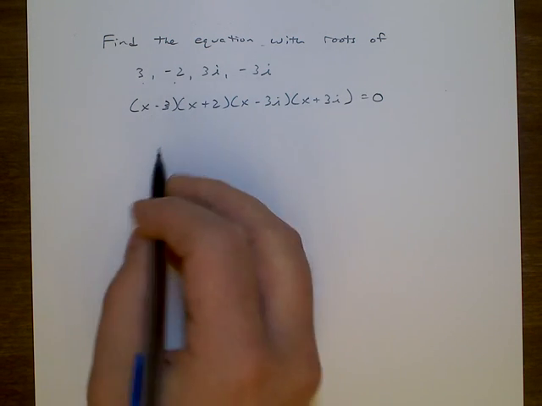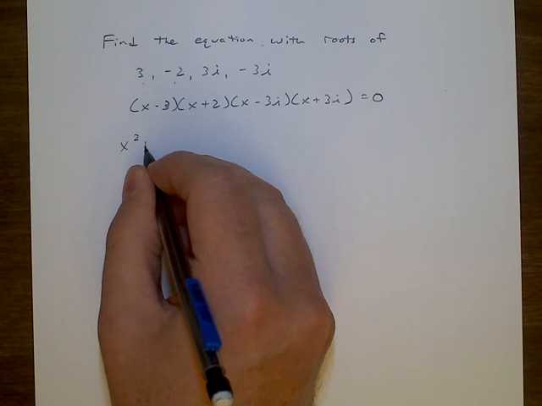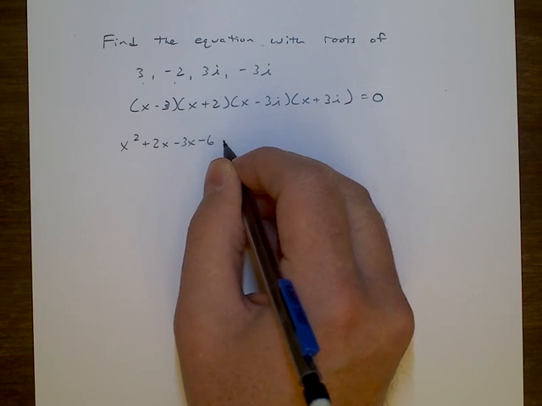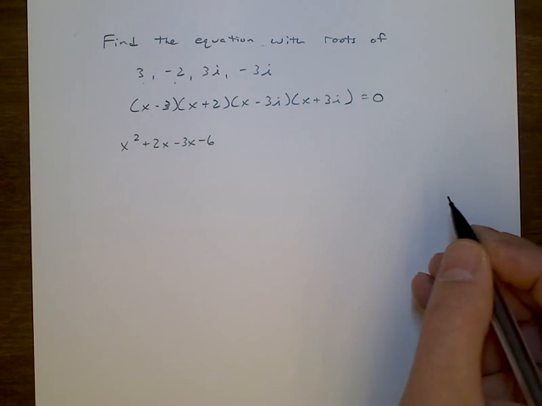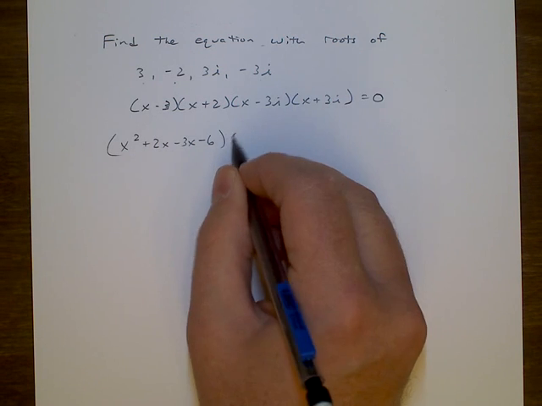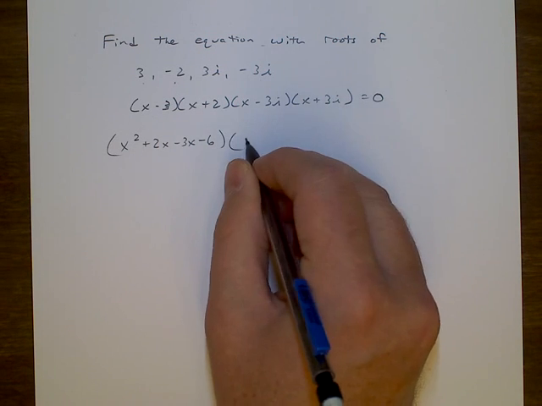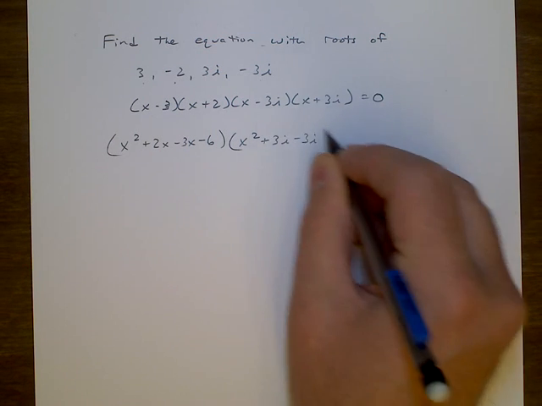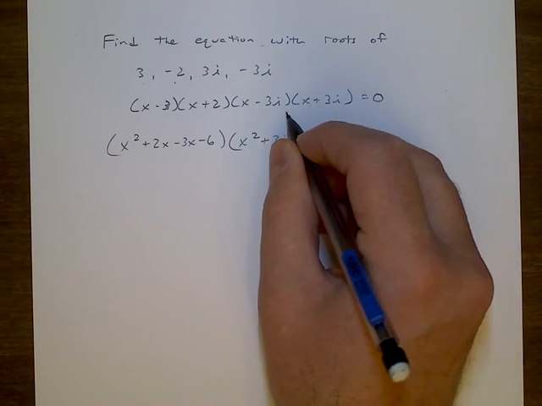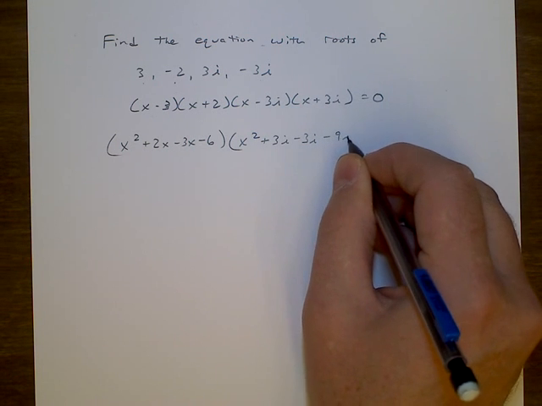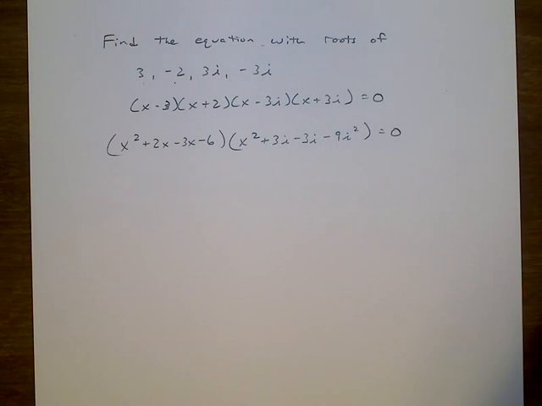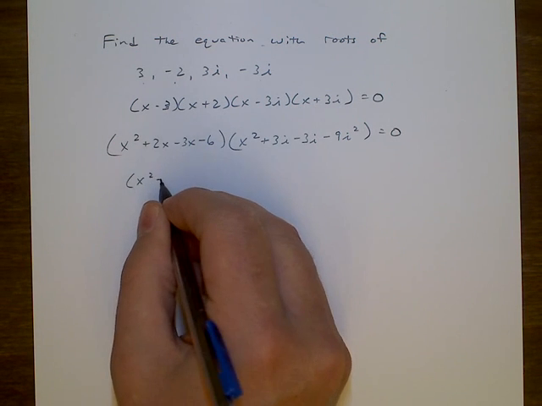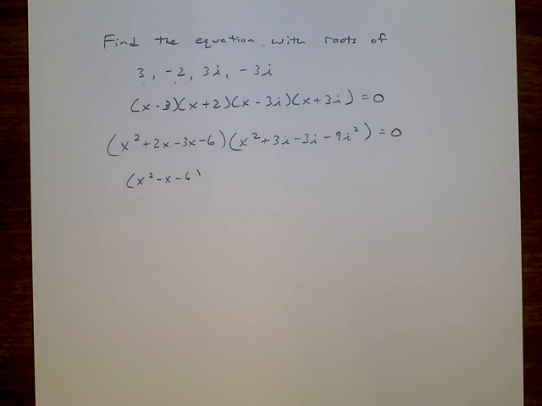So I'm going to take the first two and FOIL it out. We get x squared, the outer is plus 2x, the inner is minus 3x, and the last two multiplied together is negative 6. Then I will FOIL these two out, and we get x squared, the outer is plus 3i, the inner is negative 3i, that's nice, they're going to cancel, and now we have negative 9i squared. So I'm going to clean those up by combining my terms. So we get x squared minus x minus 6.